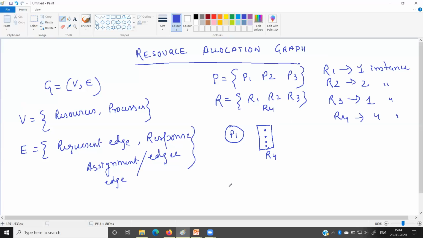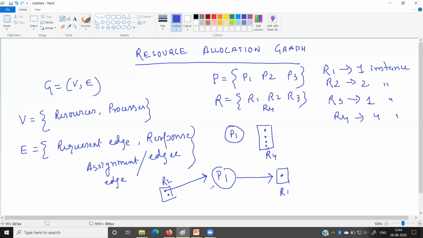And 2 types of edges are there, request edge and assignment edge. If it is a request edge, then process P1 is making the request for a resource R1. Let us say there is a single instance of the resource R1, and P1 is making the request. So this edge will be from P1 to R1. But if the resource R2 is already assigned to the process P1, the assignment edge will be from resource to process.